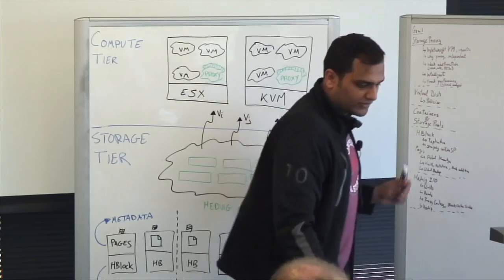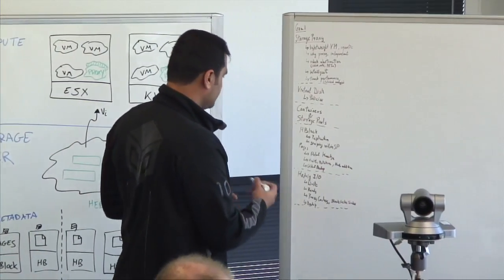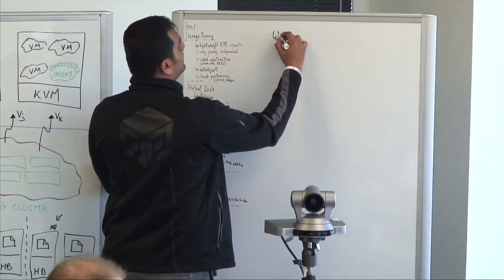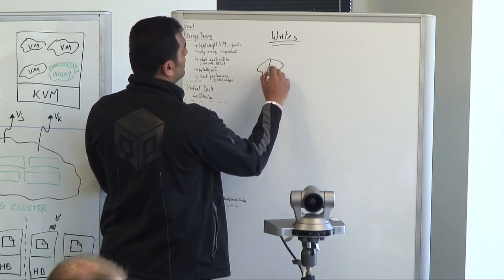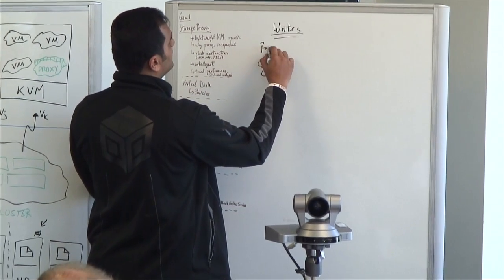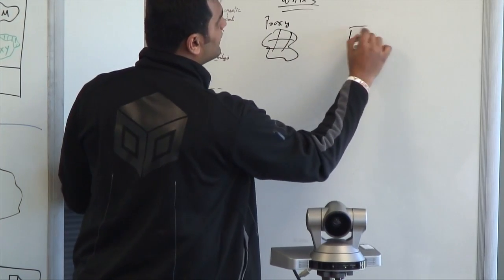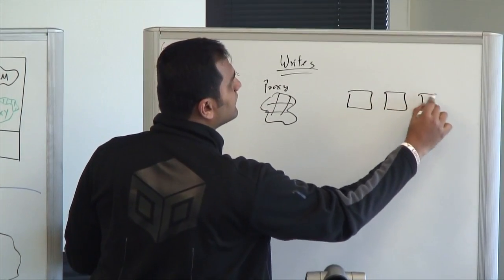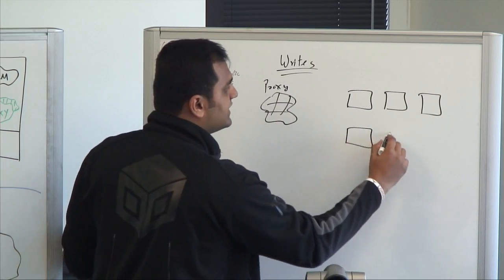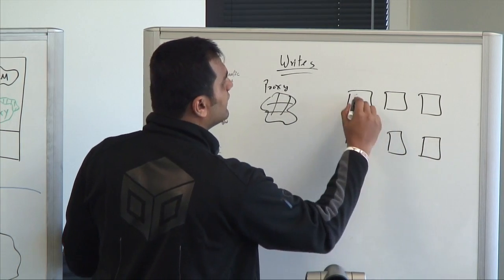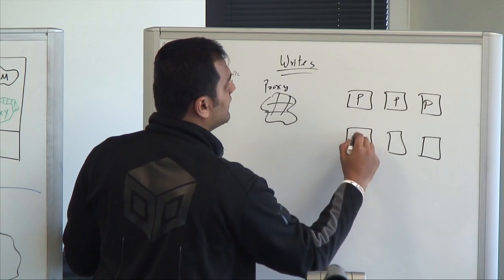All right. So on to the Hedvig IO part. So let's look at writes first. So you have the proxy, and for the sake of this discussion, let's take a 3-node cluster. I'm going to draw the HBlock and pages process separately, but they're essentially one entity within a node. So this is the pages, this is the HBlock.